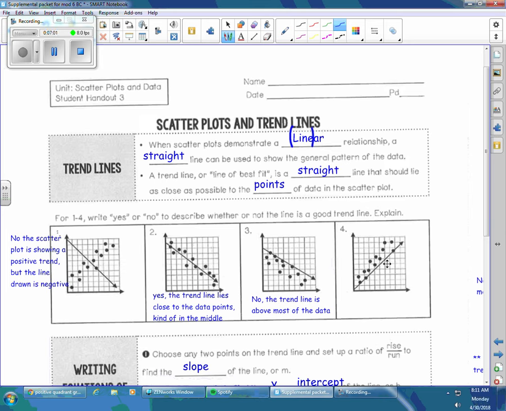And looking at number 4, again, yeah, it's hitting 3 pieces of data, but look at all of the data that's above that trend line. So this is not a good one either, because any of my predictions are going to be super low with this one. And I want my predictions to kind of be in the middle if I'm going to be using the data to help me plan for something or help me do something.